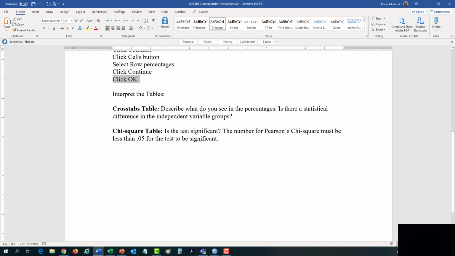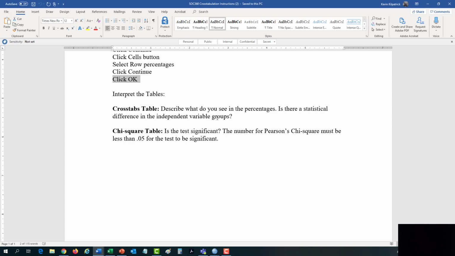It gives you the results of the test, and they are in percentages. A crosstab basically is just like taking 2 frequency tables and cross-referencing them. Describe what's going on in the percentages. Tell me if there is a statistical difference in the independent variable groups. And I think I went over that also in the How to Write Your Paper video.